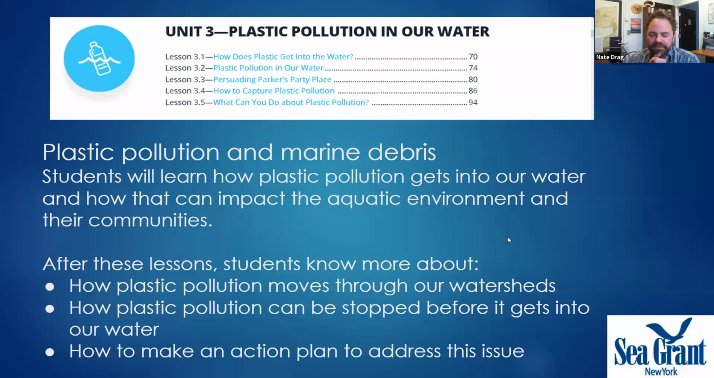Okay, and then the final unit is where plastic pollution and water come together. This is a Sea Grant resource, so we have to have the sea and the water in there. So this is where the idea of marine debris and aquatic trash comes in, and how this plastic that we see in our neighborhoods and in our streets ends up in our waters, whether that's a tributary, a Great Lake, or the ocean, or Long Island Sound too.